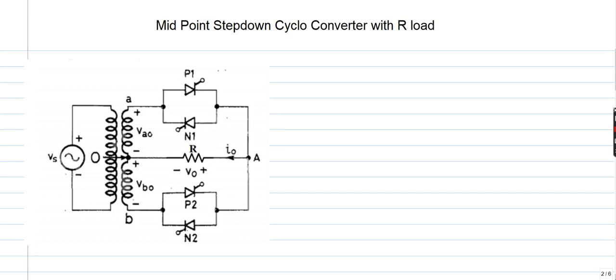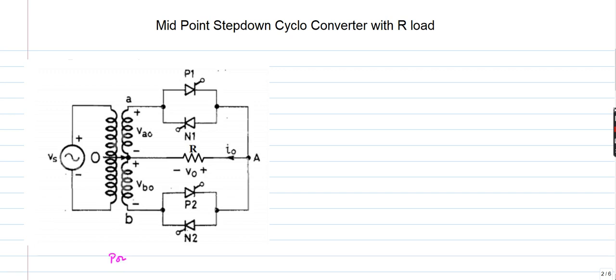The next topic is the midpoint cycloconverter with R load. As I already told in the introduction, we have midpoint step-down cycloconverter, midpoint step-up cycloconverter, bridge type step-down cycloconverter, and bridge type step-up cycloconverter. The first possibility we will see is the midpoint step-down cycloconverter with R load. As we know, a cycloconverter converts one frequency level to another frequency level. Here in this circuit diagram, this is the midpoint cycloconverter with R load.